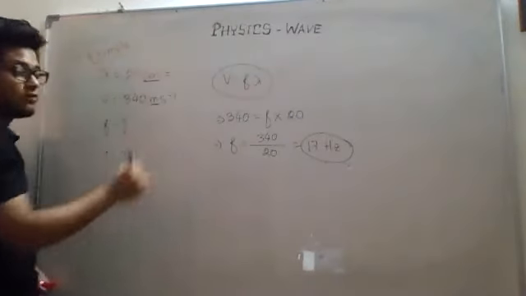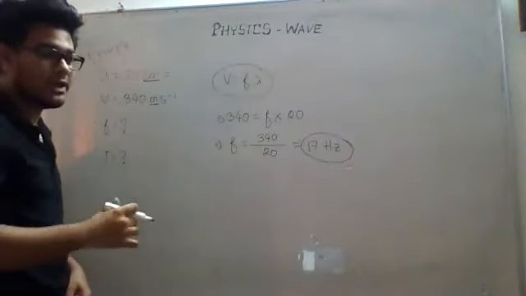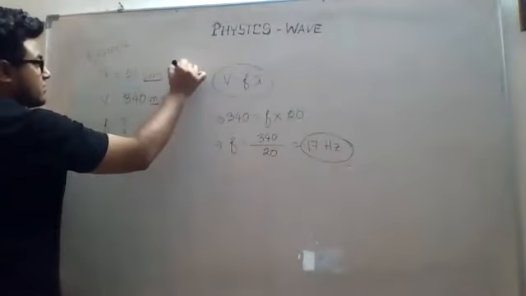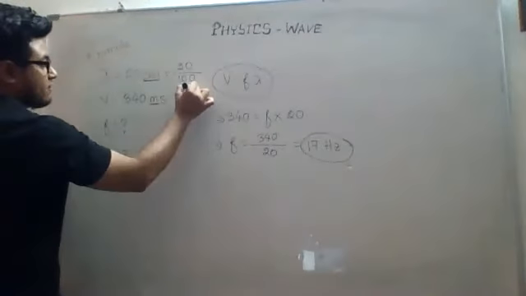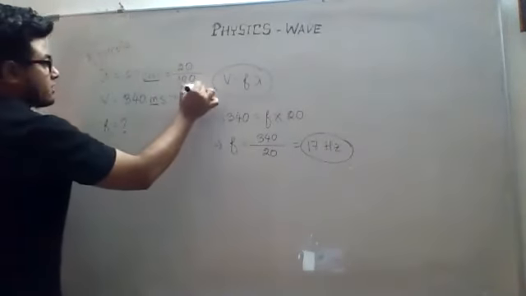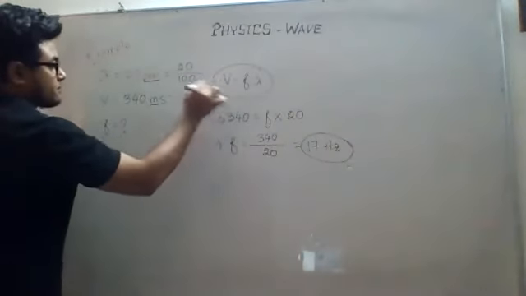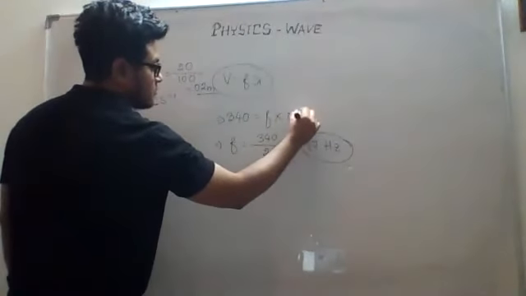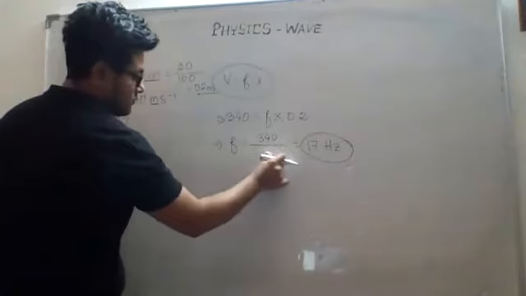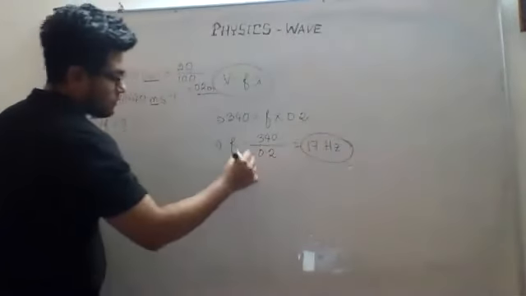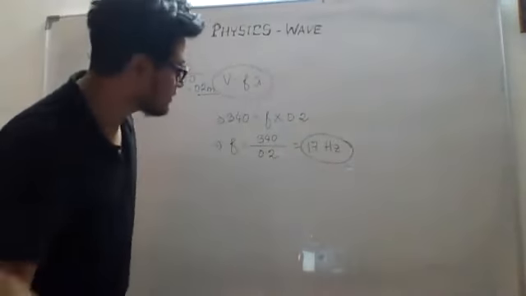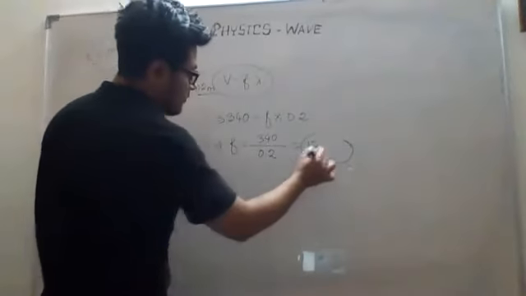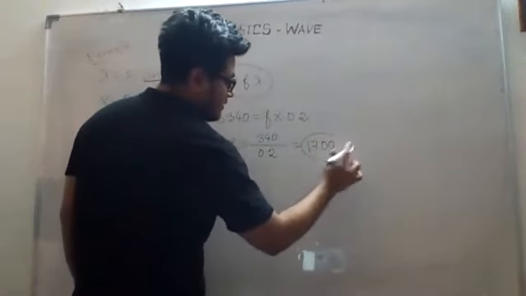So generally we try to follow the standard as a unit. In the MKS system, the distance will be calculated in meter. So if I convert this one into meter, I have to divide it by 100. So it will become 0.2 meter, right? Then I will replace the value of lambda here as 0.2 and here also 0.2. Now if I divide it, I will get 1700 hertz.